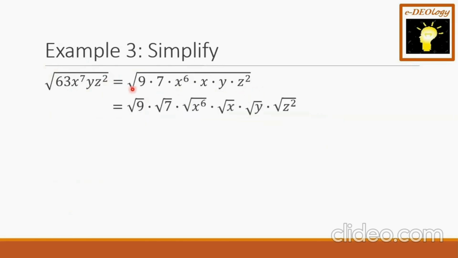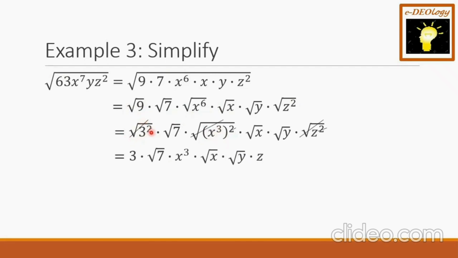And then we're going to distribute now this radical sign to each term inside this big radical. So we have now the square root of 9 times the square root of 7 times the square root of x raised to 6 times the square root of x times the square root of y times the square root of z squared. Then we will show that this square root of 9 is equal to 3 squared. Now look at this square root of x raised to 6. We're going to show that this is equal to x cubed, again raised to 2.